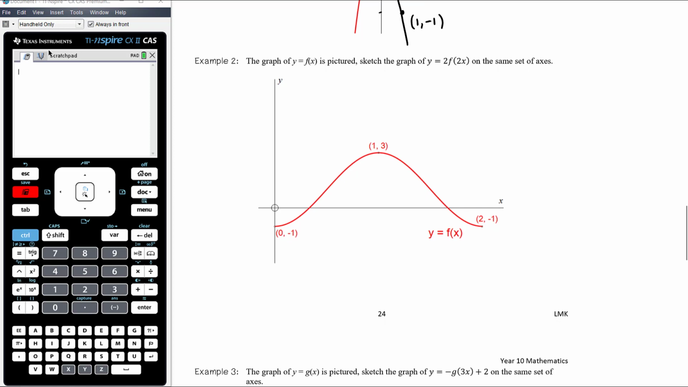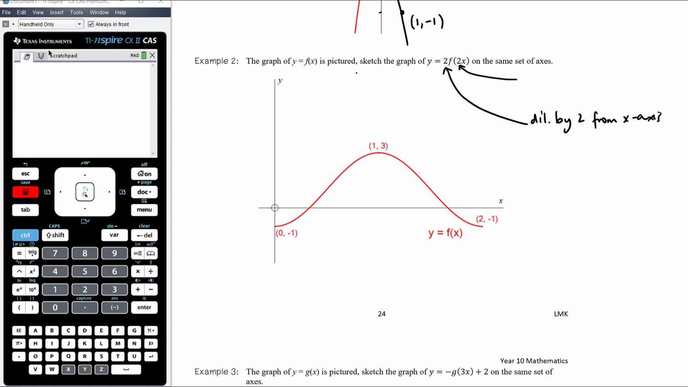So example 2, we've got the graph of y equals f of x pictured. Sketch the graph of 2 times f of 2x. Okay, so this 2 is a dilation by 2 from the x-axis. Actually, I won't write that there because it's going to get in the way of the graph, I think. So we're going to have that 2 and that 2. So that's a dilation by 2 from the x-axis.